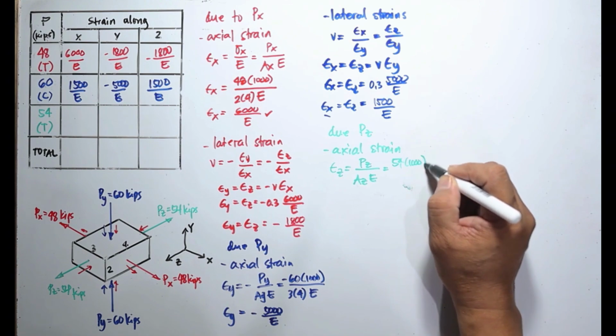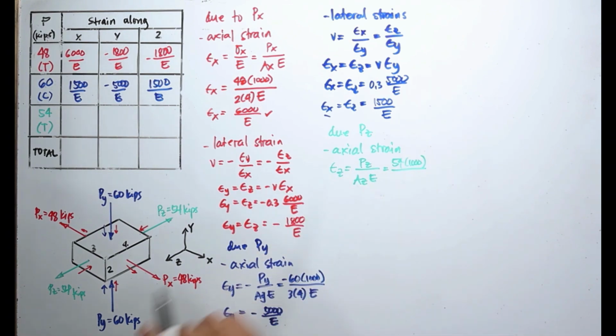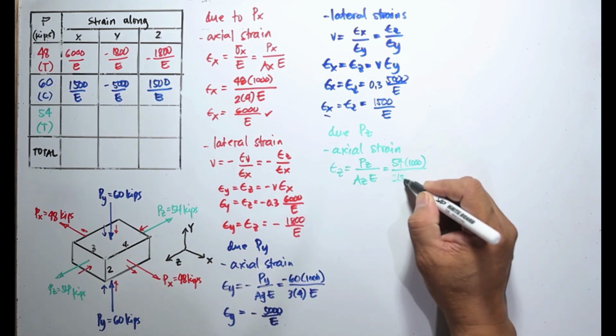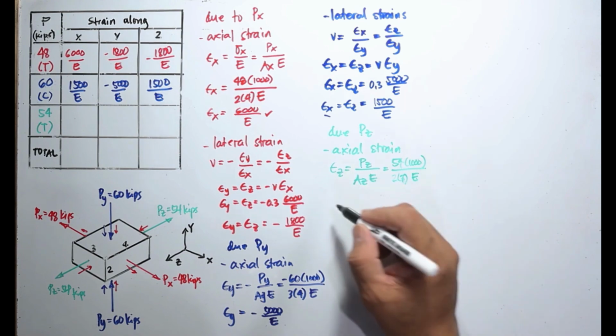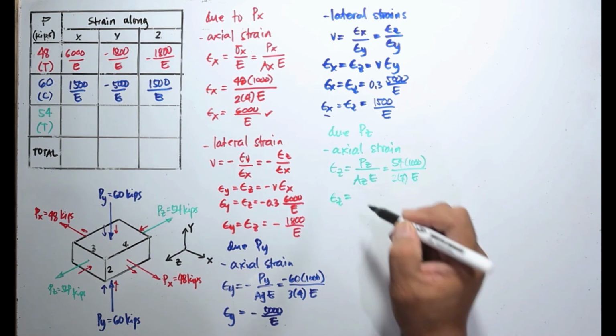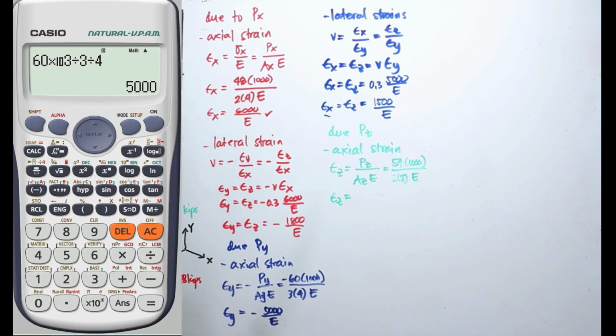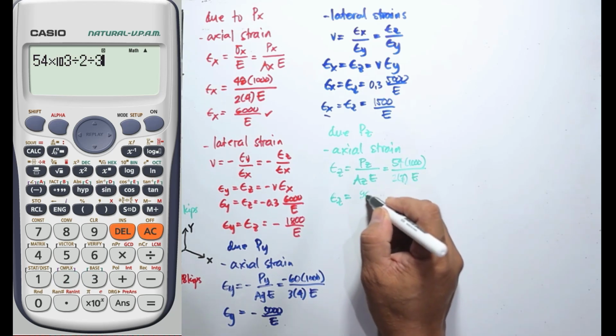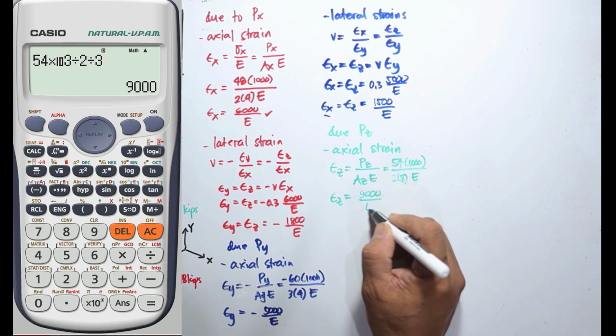Times 1,000 divided by the area. This time it's 2 by 3. 2 times 3 over E. Our strain along Z is 54 times 1,000 divided by 2 divided by 3, which is 9,000 over E.